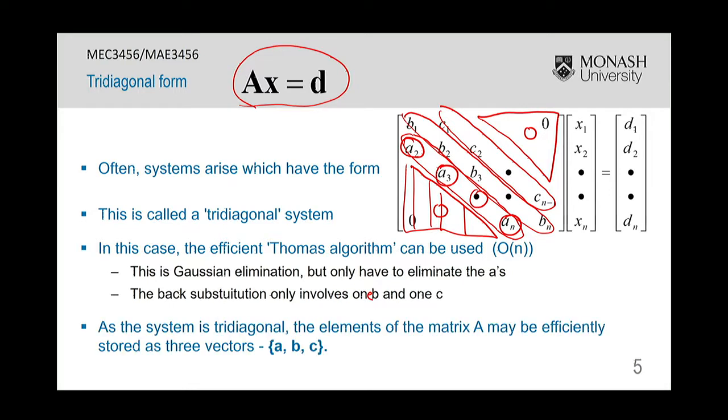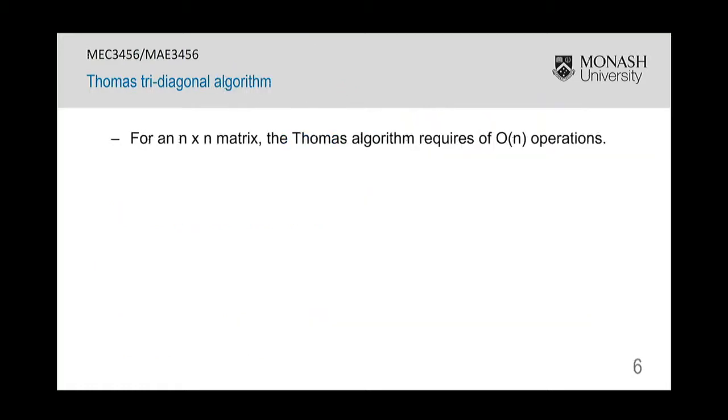The other advantage of the Thomas algorithm is that if the system is tridiagonal, the elements of the matrix A can be efficiently stored as three vectors, A, B and C. So we don't have to store all of these zeros. They're not needed. We'll cover tridiagonal matrix inversion probably in one of the workshops.